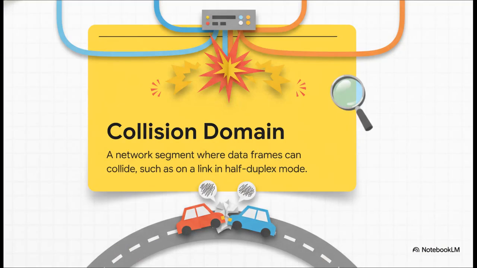So first up, the collision domain. Remember our old friend the hub, the big shouting room? That whole network was one giant collision domain. The easiest way to think about it is a one-lane road. If two cars try to drive down it in opposite directions at the same time, well, you get a collision.